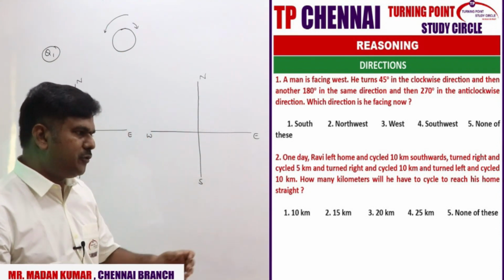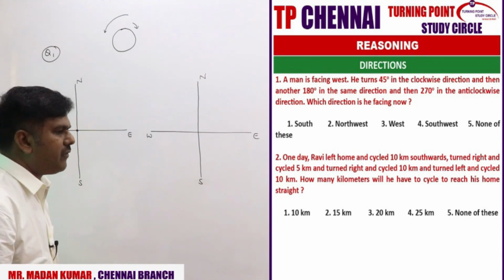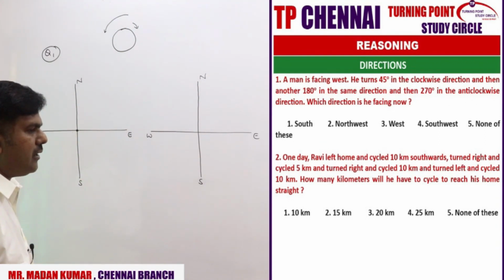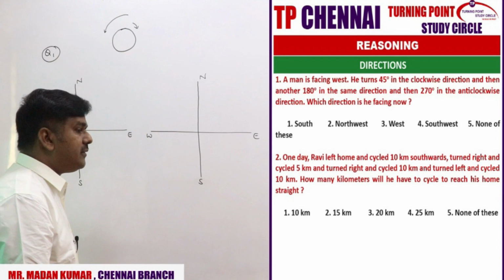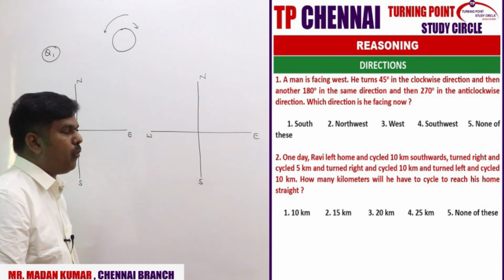See the first question, what is being given? A man is facing west. He turns 45 degrees in the clockwise direction, and then another 180 degrees in the same direction, and then 270 degrees in the anti-clockwise direction. Which direction is he facing now?